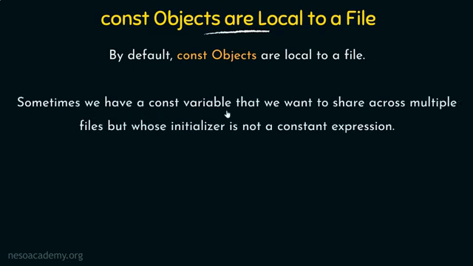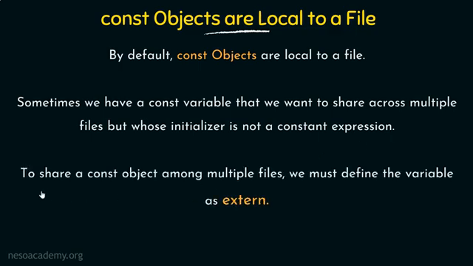Now what if you want to access a const object from one file through another file? Sometimes we have a const variable that we want to share across multiple files, but whose initializer is not a constant expression. So at that time, what are we supposed to do? If you want to share constant variables across multiple files, then you have to declare it using the extern keyword. So to share a constant object among multiple files, we must define the variable as extern. We must specify this keyword extern even before the const keyword. And that tells the compiler that this constant variable can be shared across multiple files, and hence it can be accessed from other files as well.